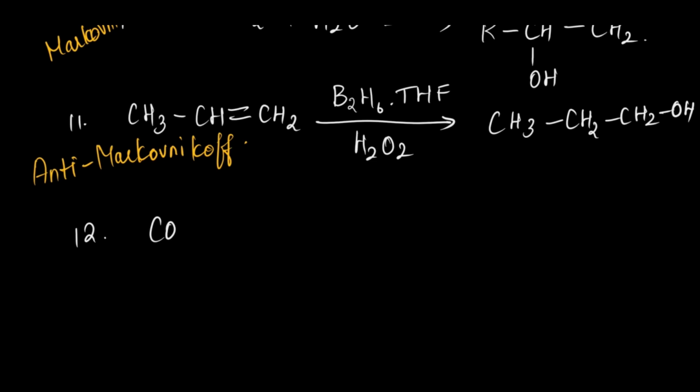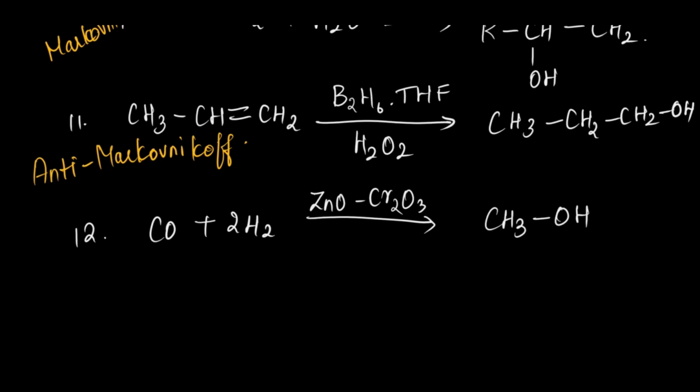And the last method of preparing alcohol includes CO, that is carbon monoxide, with hydrogen in the presence of zinc oxide and chromic oxide, which will lead to the formation of alcohol at higher temperature and pressure. That is 700 Kelvin temperature and 200 atm pressure. So these are the important methods of preparing alcohols.